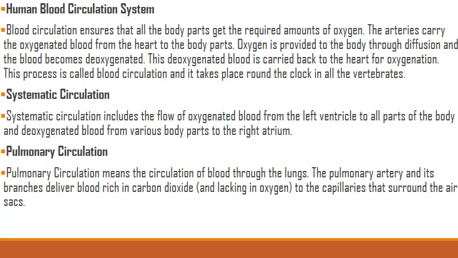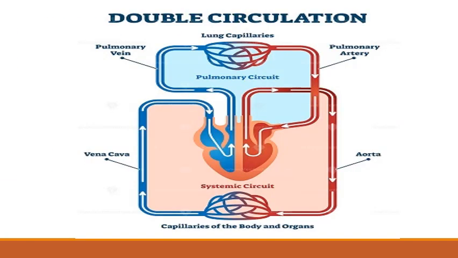Systemic circulation. Systemic circulation includes the flow of oxygenated blood from the left ventricle to all parts of the body and deoxygenated blood from various body parts to the right atrium. Pulmonary circulation. Pulmonary circulation means the circulation of blood through the lungs. The pulmonary artery and its branches deliver blood rich in carbon dioxide to the capillaries that surround the air sacs. This is the double circulation. You can see the diagram. Capillaries of the body and organs.